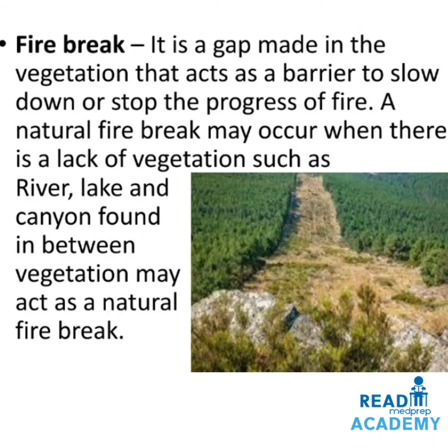What is a fire break? It is a gap made in the vegetation that acts as a barrier to slow down or stop the progress of fire. A natural fire break may occur when there is a lack of vegetation, such as rivers, lakes and canyons found in between the vegetation. You can see the image on the right side, the dried up stream or river showing no vegetation, and the vegetation is present on either side, forming the fire break.